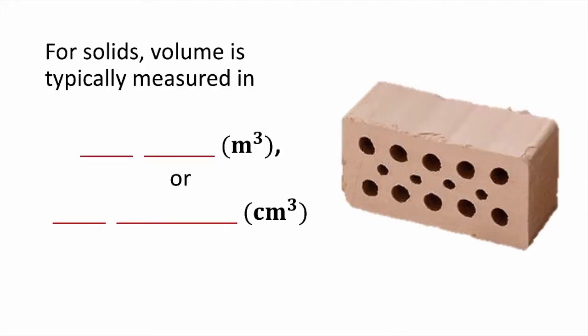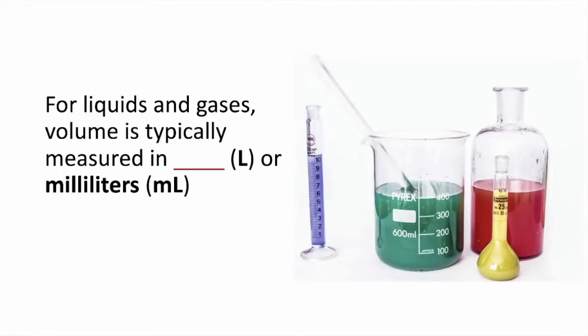For solids, volume is typically measured in cubic meters or cubic centimeters. For liquids and gases, volume is typically measured in liters or milliliters. There are a couple of different ways that we can determine volume. The first is by using a mathematical formula.